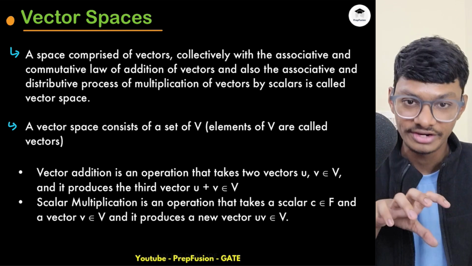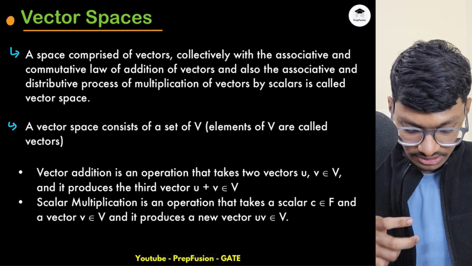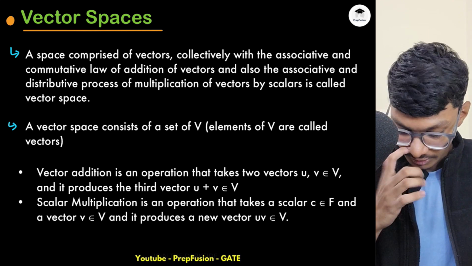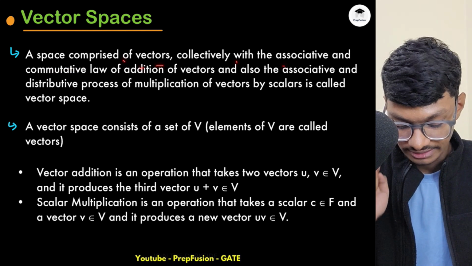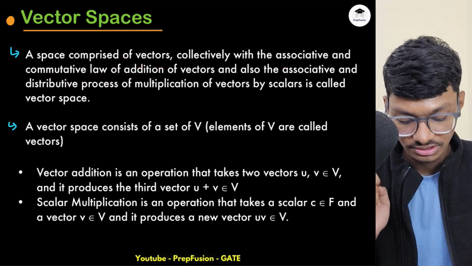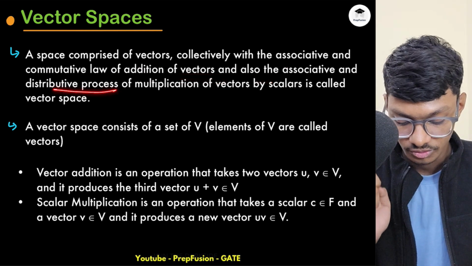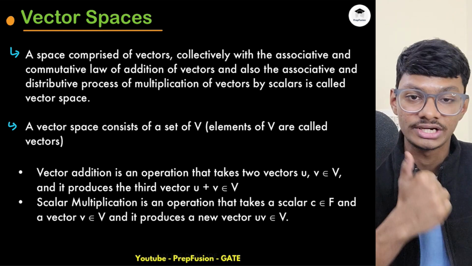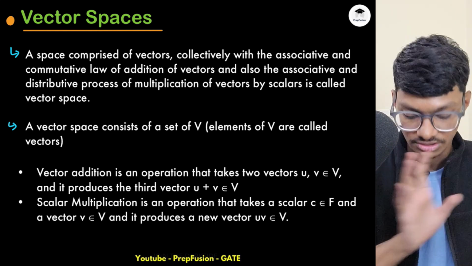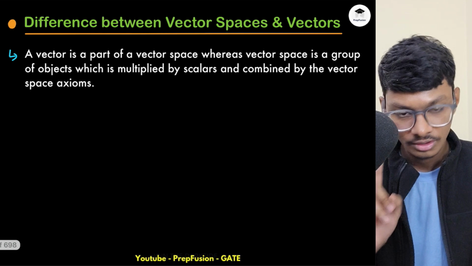So here a few definitions are given. You try to read this, and that is it. Basically, a vector space comprises vectors collectively with the associative and commutative law of addition of vectors, and also the associative and distributive process of multiplication of vectors by scalars, and is called a vector space. Basically, vector spaces have to satisfy a few axioms and conditions. So I will just skip this, and I will tell you what those conditions are.